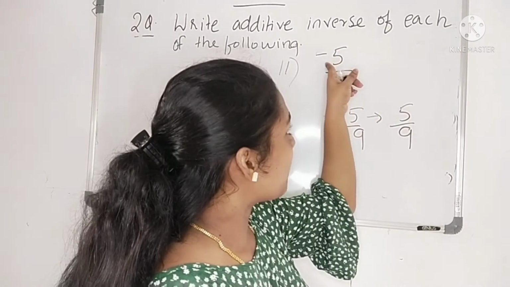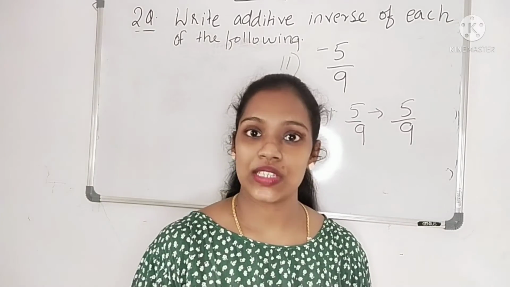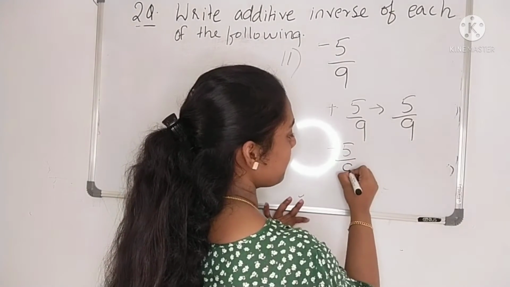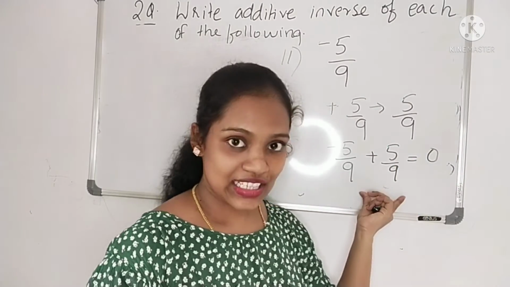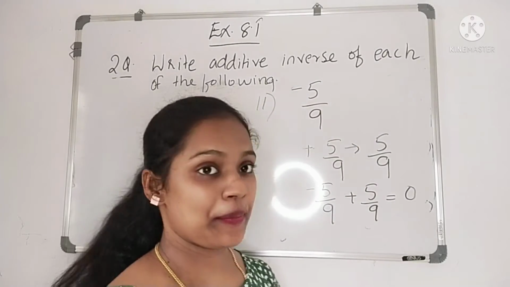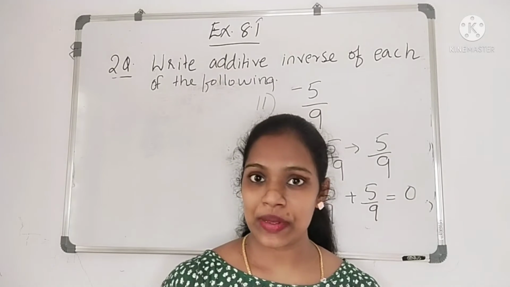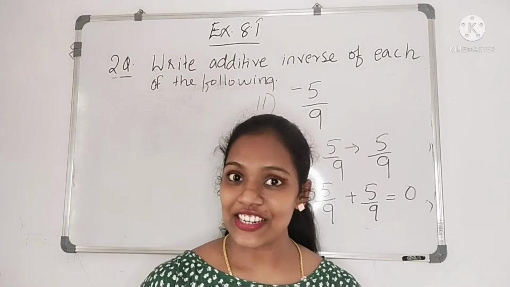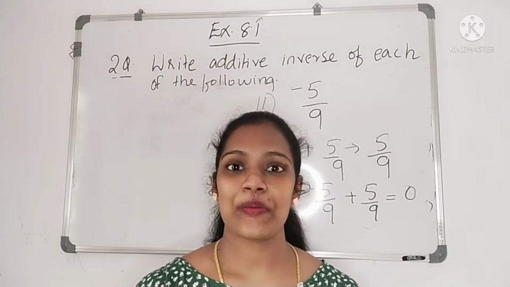Why? Because here you have been given a negative number, so the additive inverse of a negative number will always be a positive number, right? That means if we add these two numbers, minus 5 by 9 plus 5 by 9, we get 0. So minus 5 by 9 has the additive inverse plus 5 by 9. Understood? If a negative number is given to you, the additive inverse will be a positive number, and if a positive number is given to you, the additive inverse will be a negative number. Now we can move on to our third example.